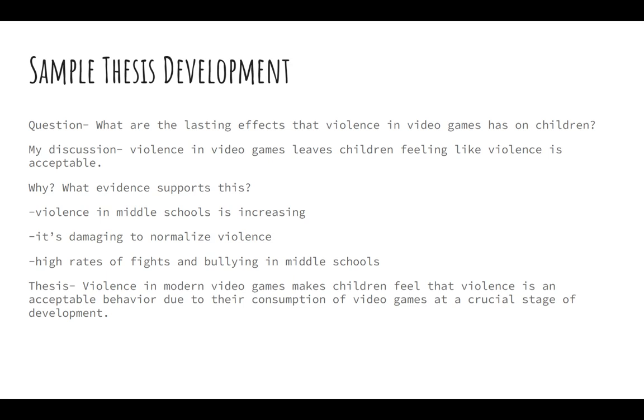So as you're searching for it, you find out that violence in middle schools is increasing, that it's damaging to normalize violence, and that high rates of fights and bullying are currently happening in middle schools across the country. You then would put that together to create a thesis that sounds something like this. Violence in modern video games makes children feel that violence is an acceptable behavior due to their consumption of video games at a crucial stage of development. You now have a working thesis statement to work off of for the rest of your research paper.